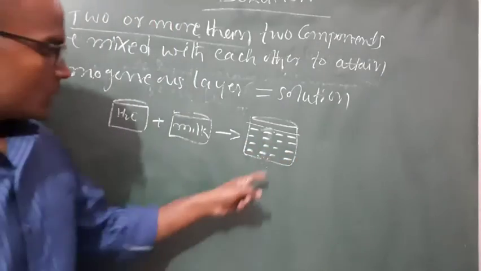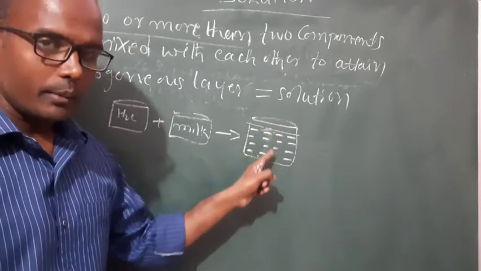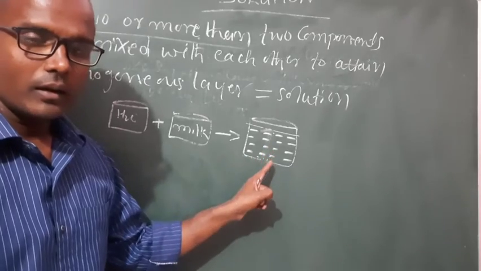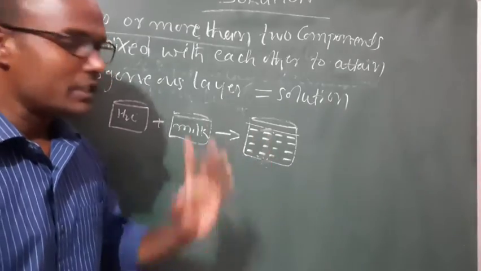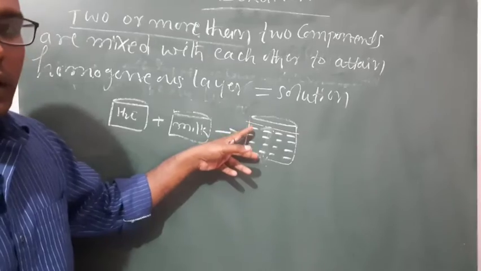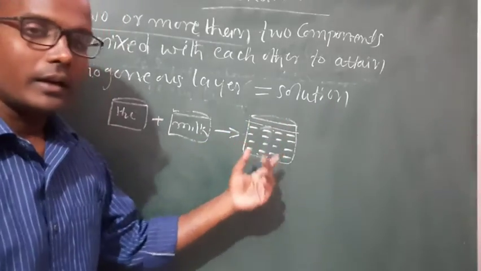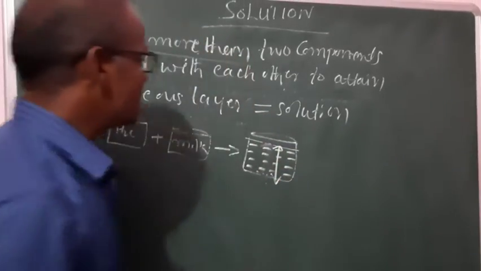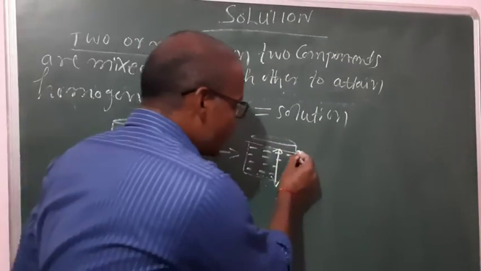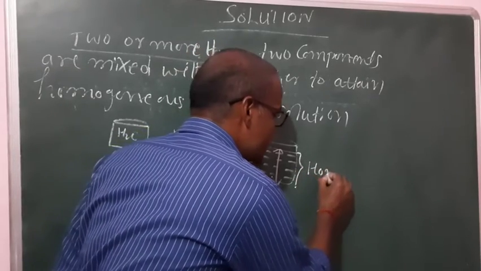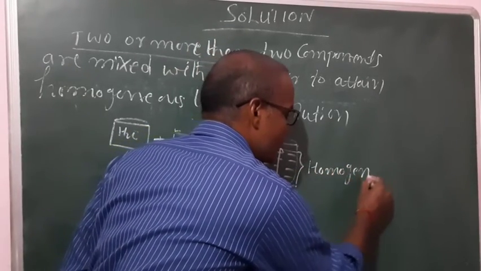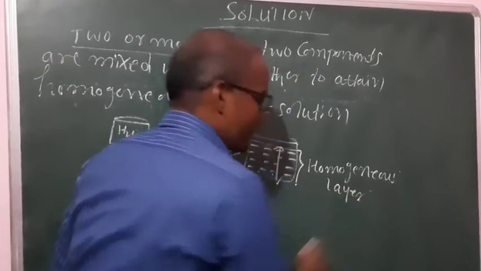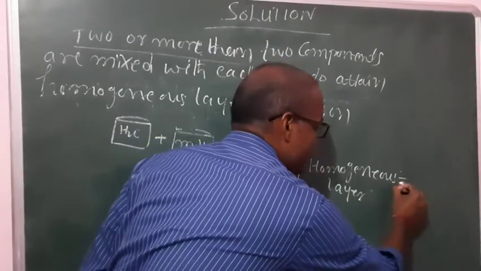In this single layer, we are not able to identify the water layer and the milk layer. We can't distinguish them. So this is what we call a single layer, and this single layer we call a homogeneous layer. This homogeneous layer is nothing but a solution.